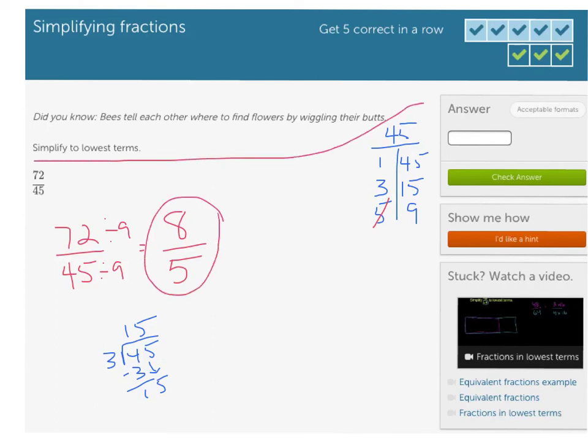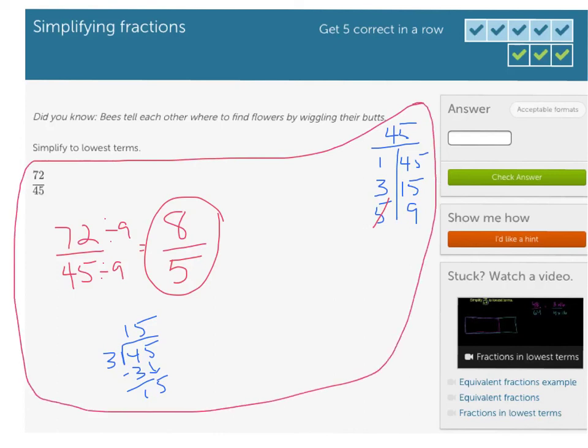Please copy down this right here. If you're not sure on a problem, try to work it out. Try writing out your factors.